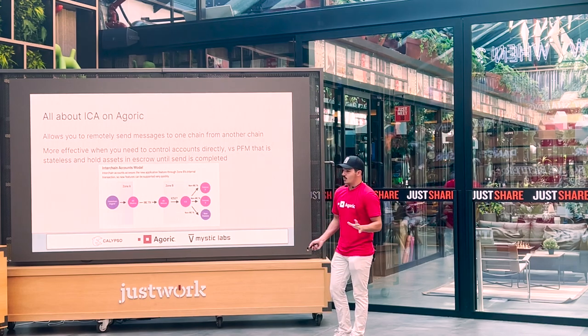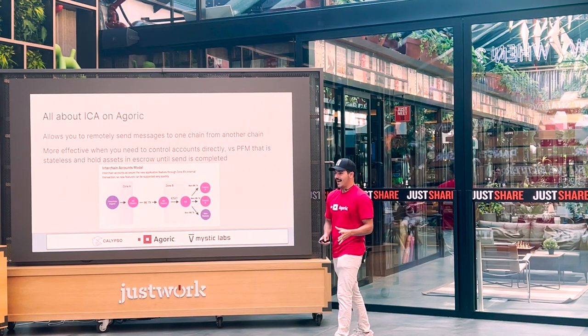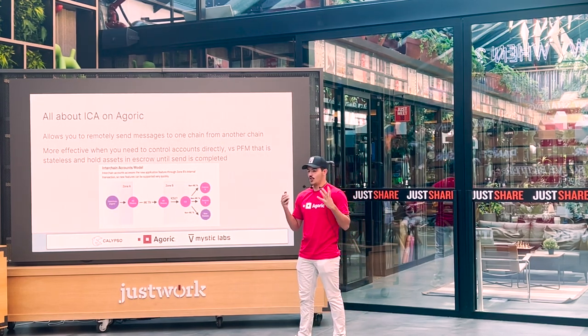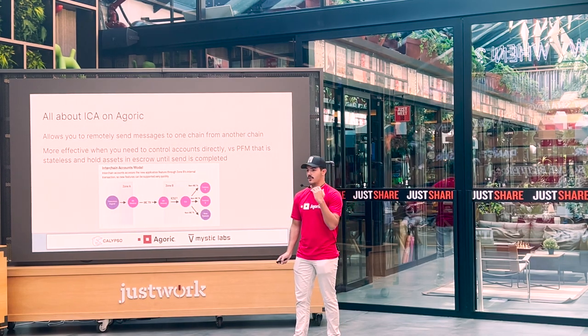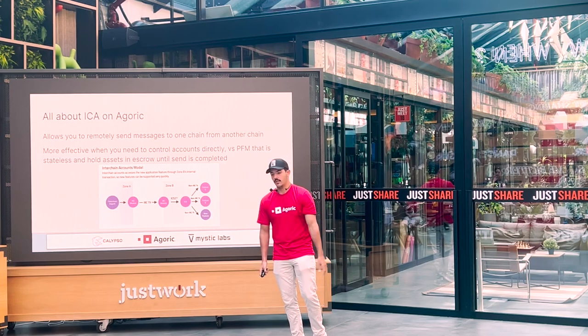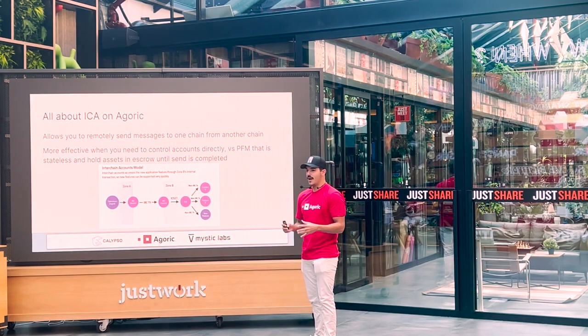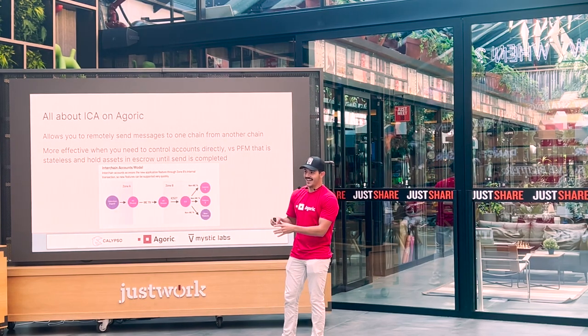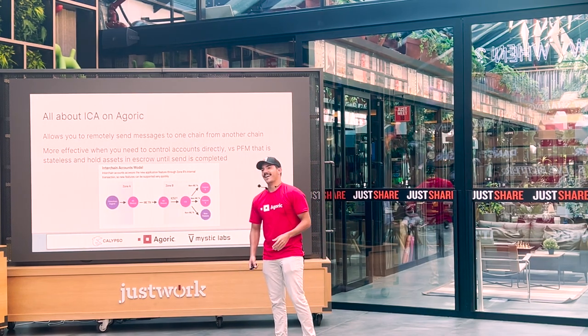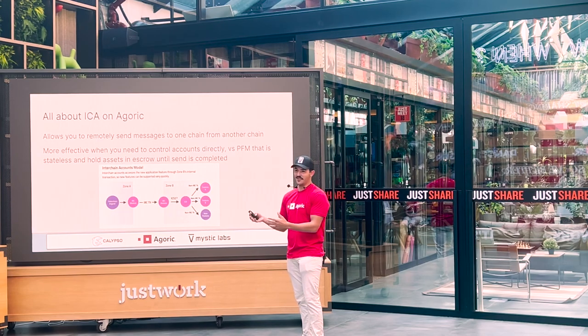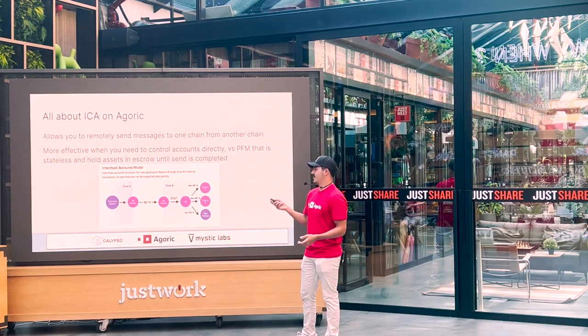So what is ICA on Agoric? It's a way to control accounts living on different chains. Similar to how Dean was saying, enabling a user to live on another chain. I like to describe it as you have your own personal assistant living on the other chain. You're like, hey, go make that trade for me, please. And then they go do it for you. And that's essentially how ICA works.